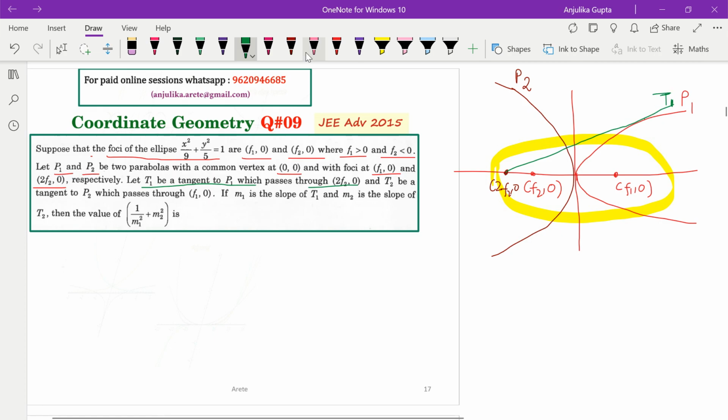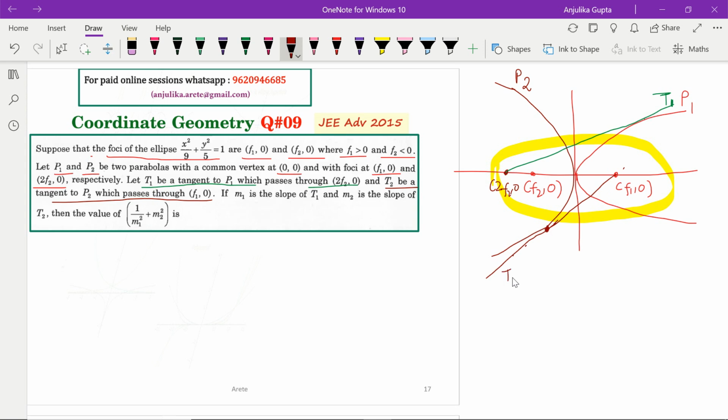You are going to draw another tangent, T2, be tangent to P2 which passes through f1, 0. So here you are going to draw a tangent which should pass. Let me draw like that. It's not touching, let us make it touch here. Suppose it is touching here, so this is your tangent T2. Now they're saying m1 is the slope of tangent 1 and m2 is the slope of tangent 2. Then you have to get this value.